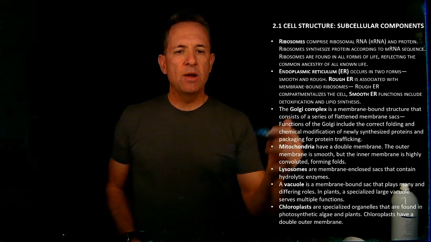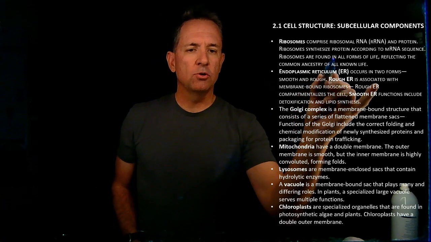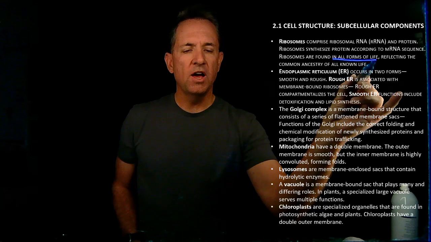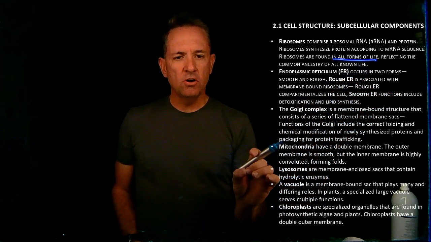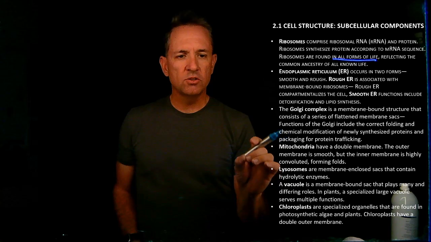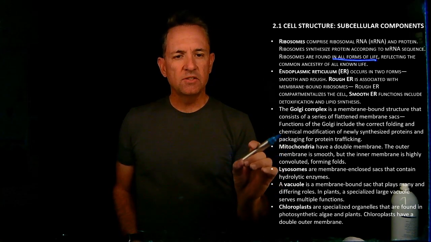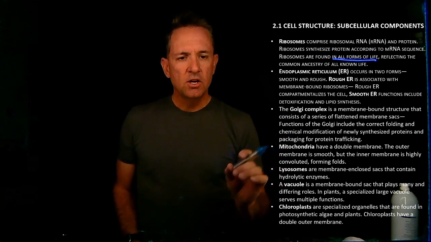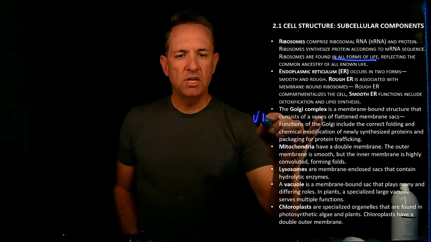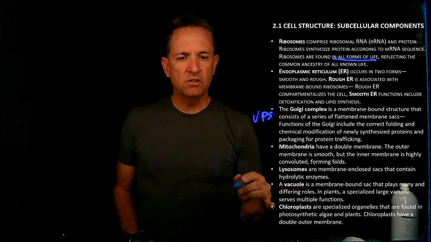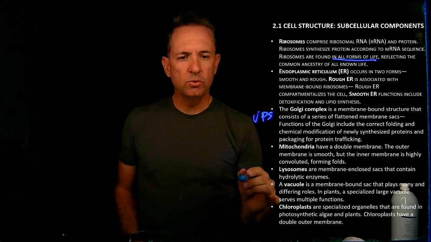We'll start out with ribosomes. Please make sure you remember that ribosomes are found in all forms of life. They're in prokaryotes, they're in eukaryotes. We've got the ER. Rough ER is where the proteins are. Smooth ER does detoxification and lipid synthesis. The Golgi complex, I like to think of as kind of the UPS center of the cell. They're going to package the proteins up and send them out to the cell.